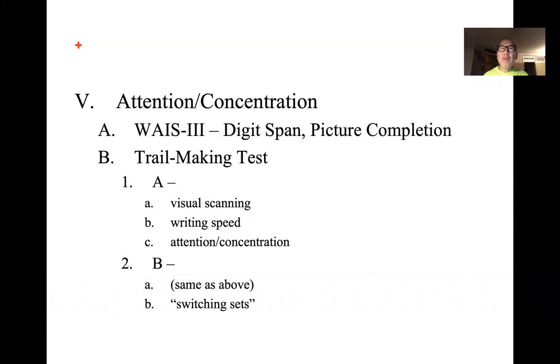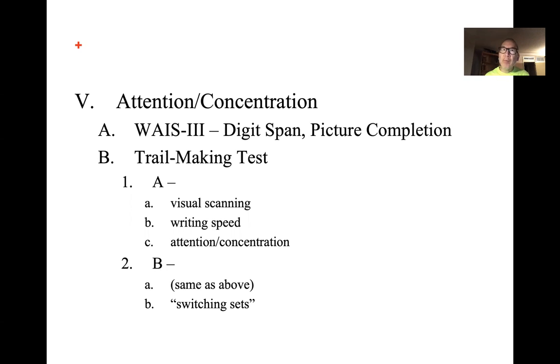So with the WAIS, we're actually in the WAIS-IV. Some of the tests, as you may recall in our previous discussion, like digit span, right? Forward allows you to measure attention, whereas digit span backwards allows you to assess for concentration. Picture completion is also a good test of attention. Another test is the trail making test, okay?